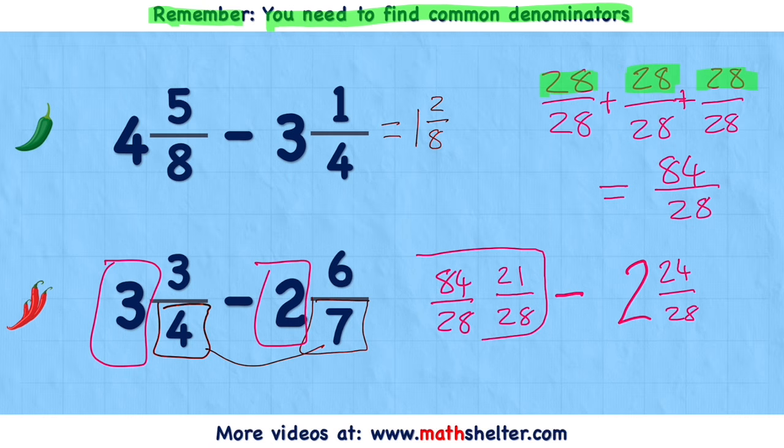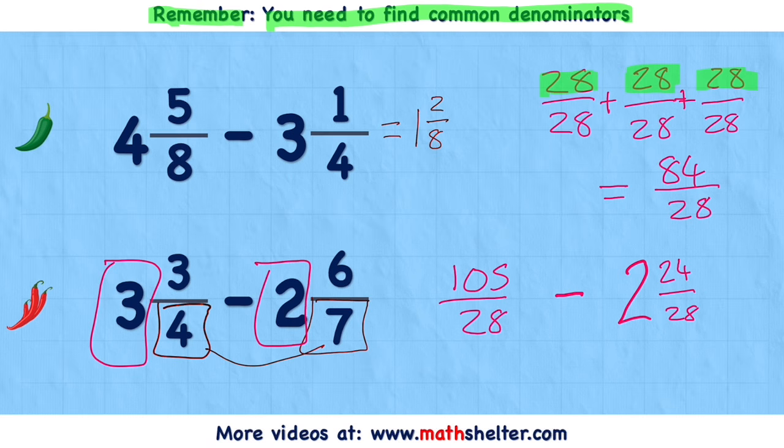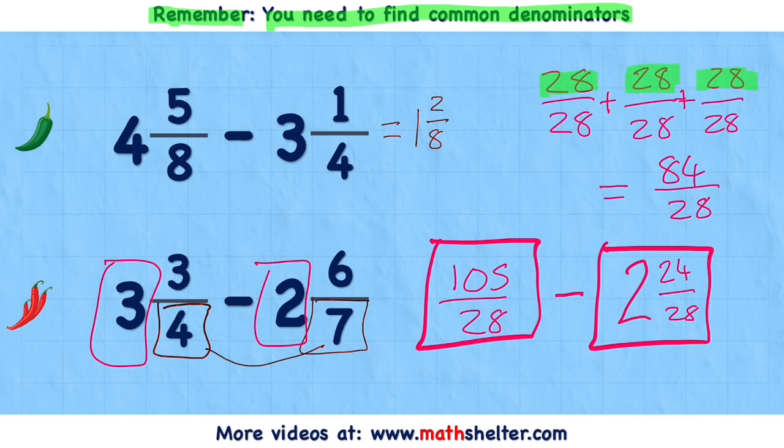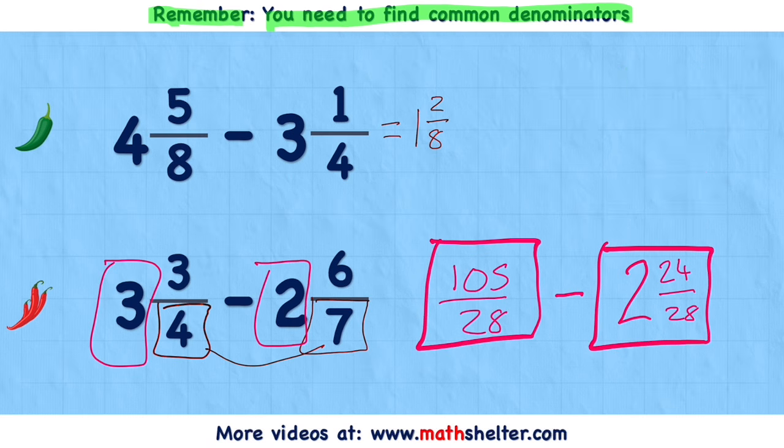Now I need to combine them together, and again I'm just going to add them together. So 84 plus my 21 gives me a total of 105/28. Oh, mamma mia, 105/28. Okay, but because I converted this one into an improper fraction, I now need to convert this one into an improper fraction as well. So let's do that.